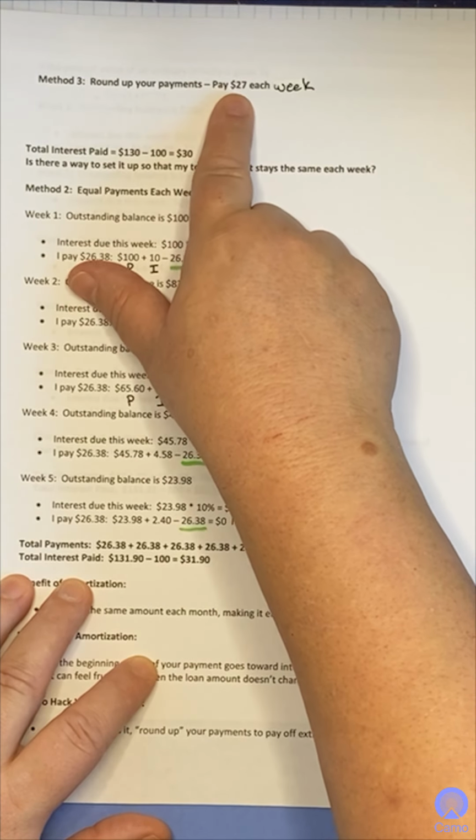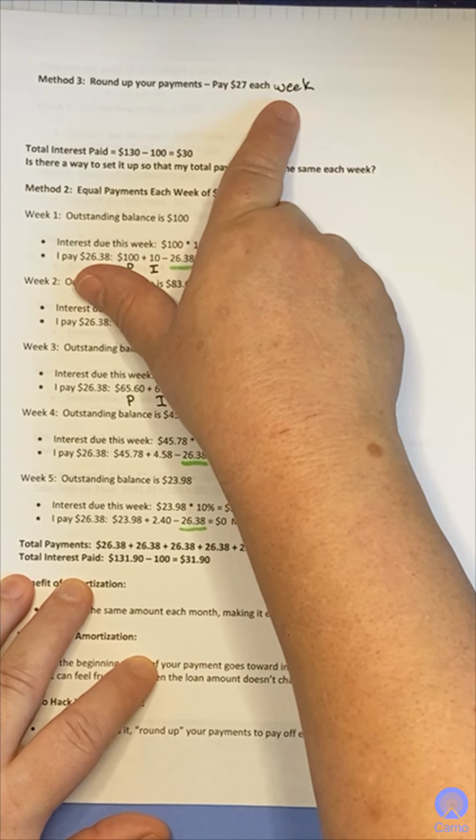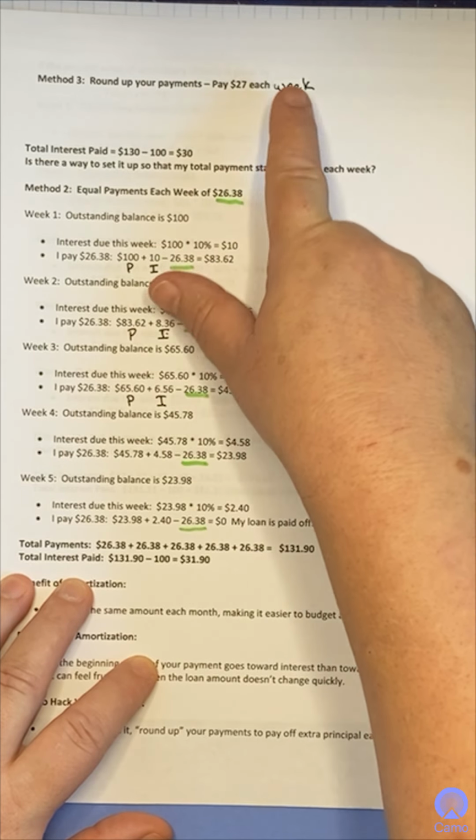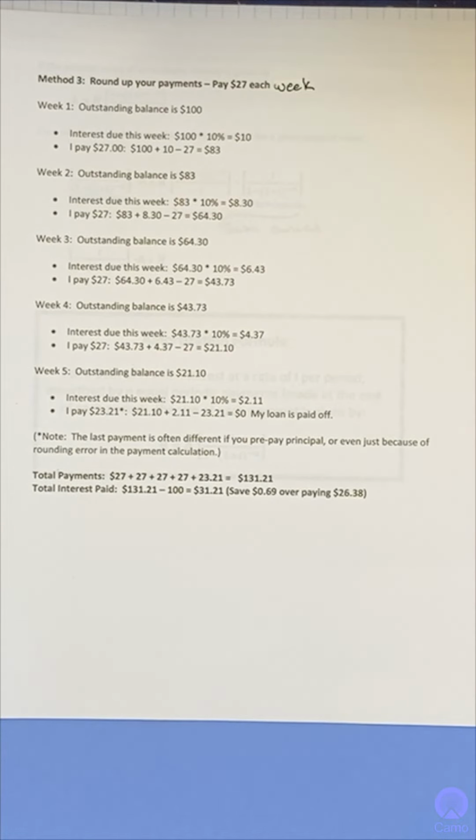Round up your payments, pay $27 each week. So instead of $26.38, let's pay a little bit more. Let's see what that does. Now, why would I round up just a little? Maybe I could round up to 30. You could absolutely, if you can afford it, round up to 30. Heck, if you can afford it, pay the thing off right away. It all depends on how much you can afford. The more you pay in the beginning, the less you will pay over the life of your loan.